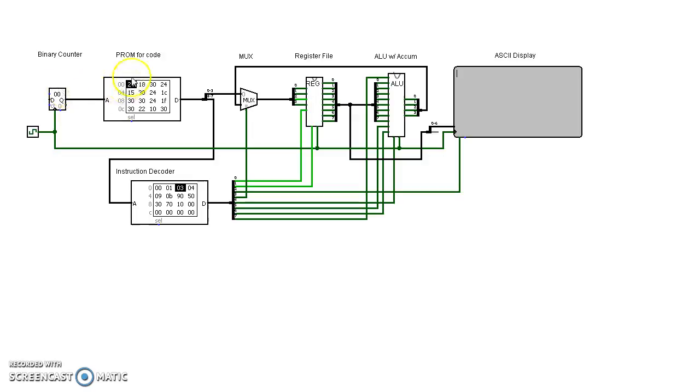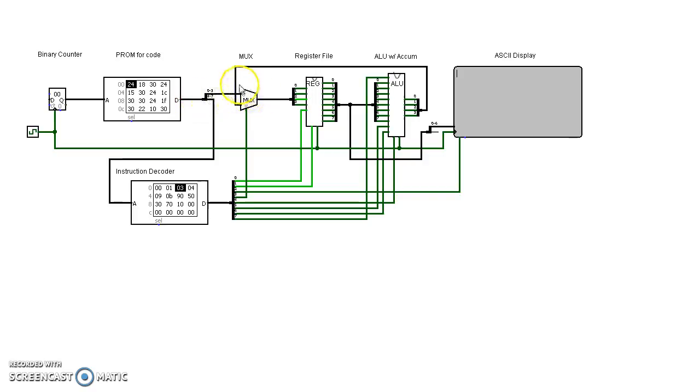The signal is fed into this PROM. This PROM contains the program that we wish to run on this processor. As the counter increments, the PROM will move to the next instruction in the program. This PROM outputs 8 bits representing the program.